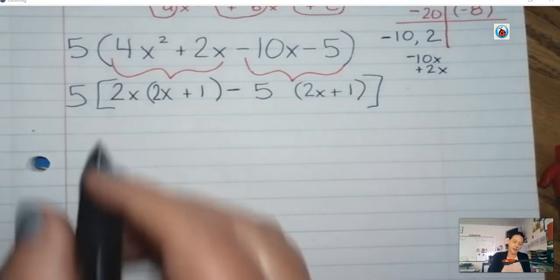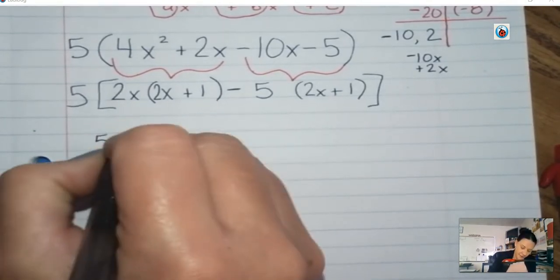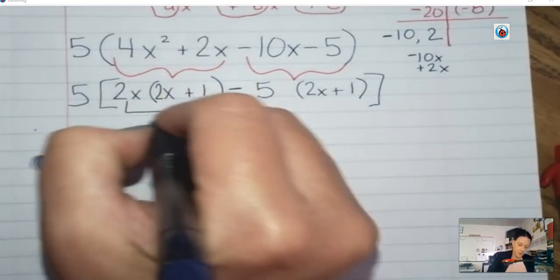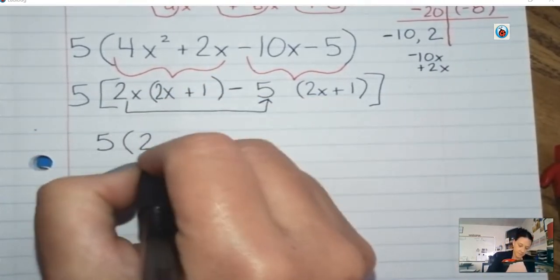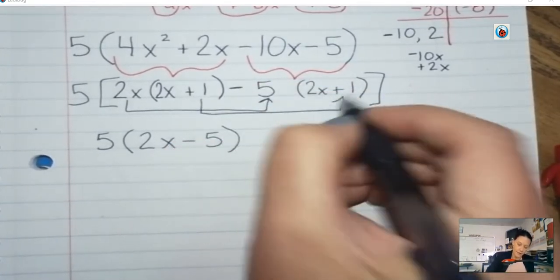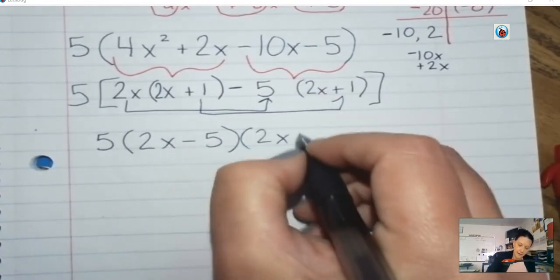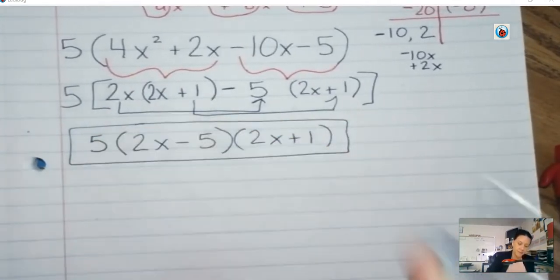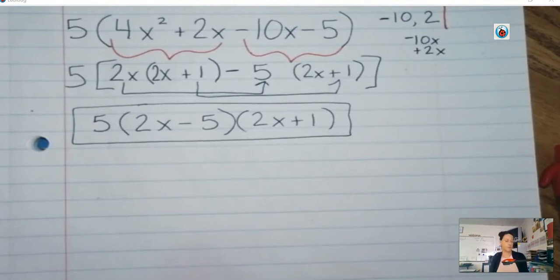Okay, then our final answer, pull down your 5. I always do this first, just out of habit, I don't know why. And then the one that got repeated. Again, it doesn't matter. You can put them in the opposite order. It's still the same answer.